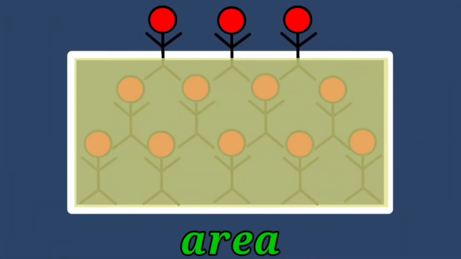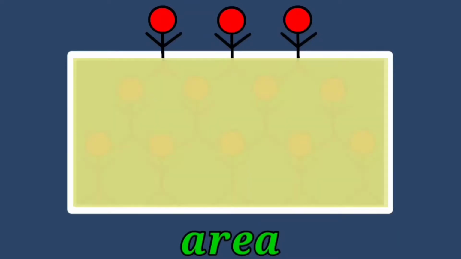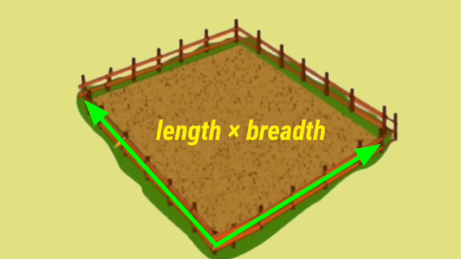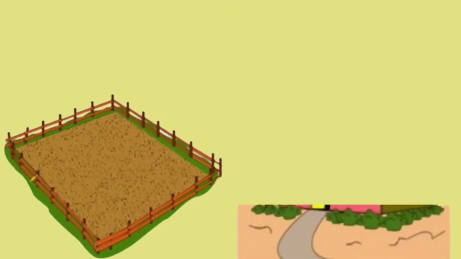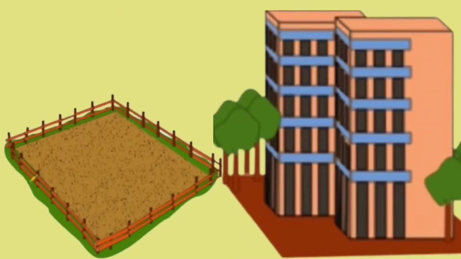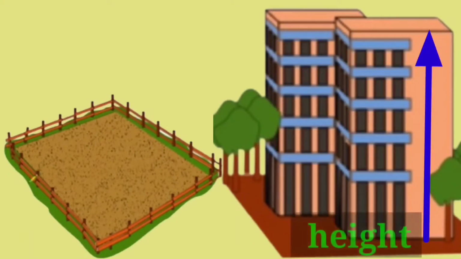Dear students, in our previous chapter we have learnt about the surface occupied by two-dimensional figures, that is the area. For example, the area of this land can be calculated by multiplying its length and breadth. If a house is built on this piece of land, it is enough for a family to live. If a multi-story building is built on the same piece of land, then a number of families can live in it because now its capacity is increased. So students, as the height increases, the capacity also increases.